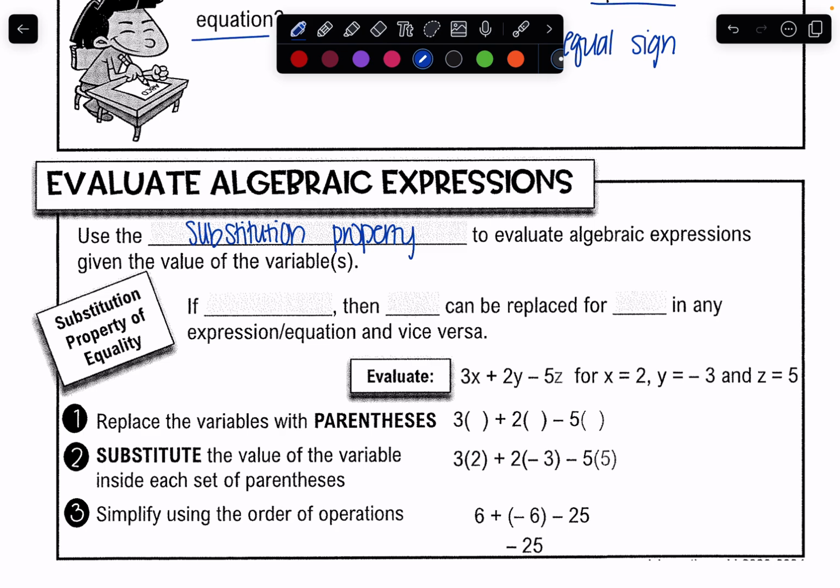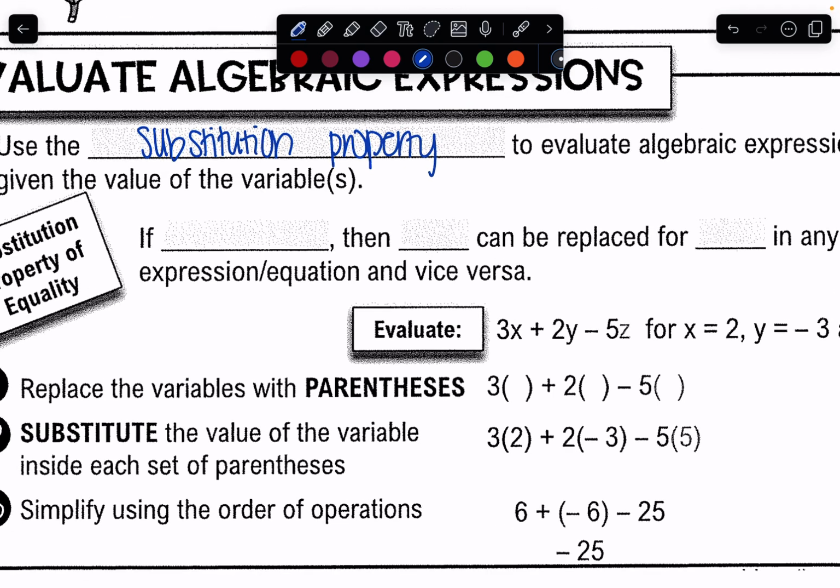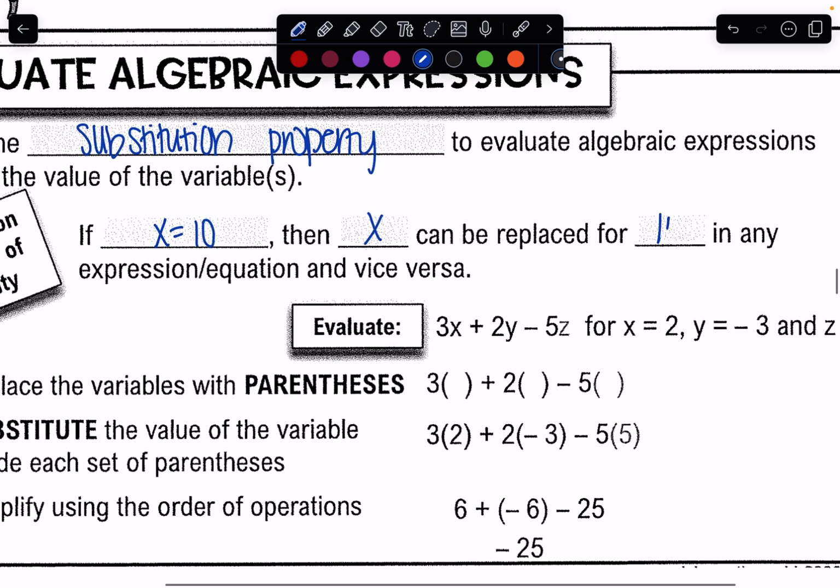So if you're wondering, what does this mean, evaluate? Well, let's give you an example here. Let's say if x is equal to 10. All right, so that's going to be my next blank. If x is equal to 10, remember a variable x or y or z is just a placeholder for a number. So we're saying I know x has the value of 10. Then x can be replaced for 10 in any expression or equation and vice versa. All right, so that means I can replace 10 every time I see x because they are equal to each other. We're saying x is 10. They are the same thing.